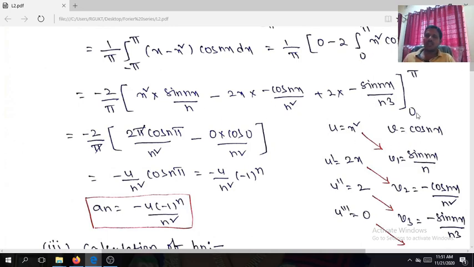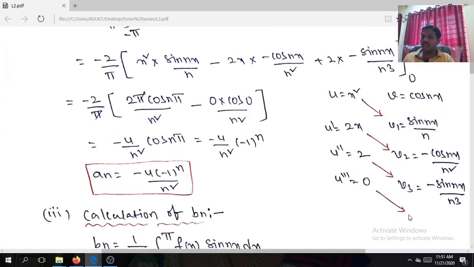I am going to use the formula, which is uv1, alternately positive and negative: uv1 minus u dash v2 plus u double dash v3 minus u triple dash v4, then v4, v5, v6. Every term is there in the integration, but here we stop at this stage. Why? Here u triple dash is 0, the fourth derivative is 0, the fifth derivative is 0. It's enough to take the 3 terms in the integration, right?